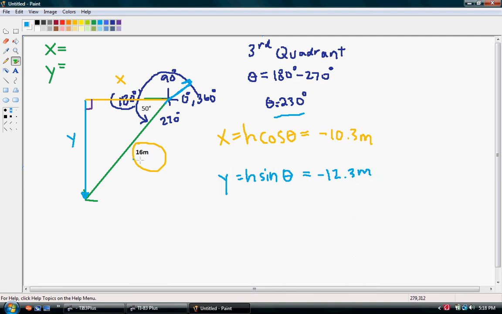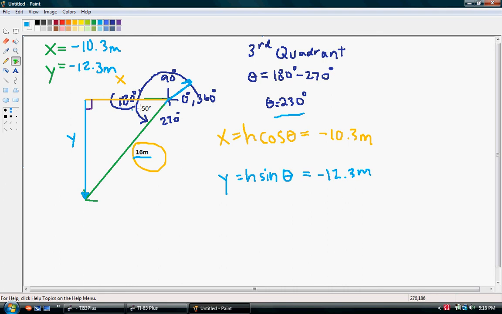Alright, so we have now resolved our vector, which was 16 meters at a total of 230 degrees, into our x and y components, where x equals negative 10.3 meters and y equals negative 12.3 meters.